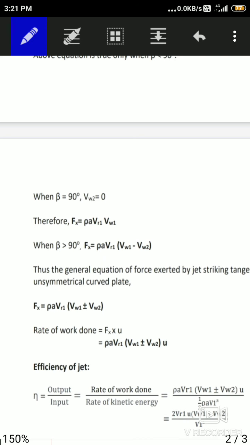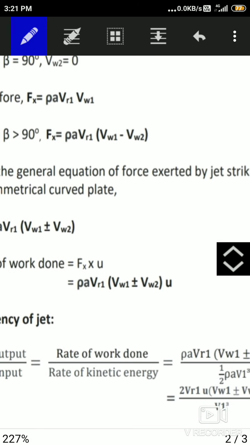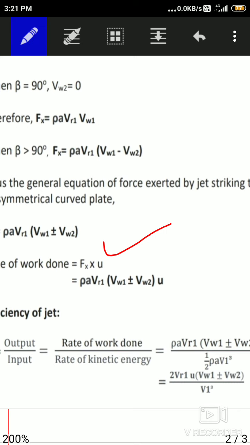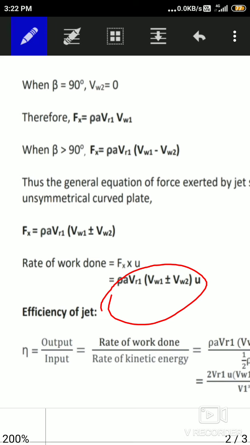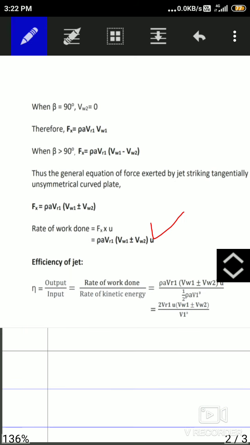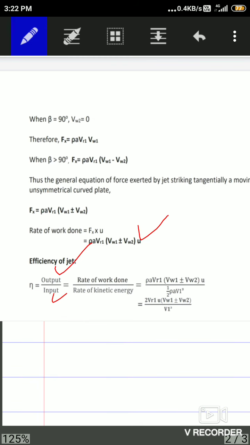Let's go for rate of work done, that is power, which is force into velocity. The force is known to us: rho A VR1 whole into VW1 plus or minus VW2, and U. This is the expression for rate of work done. Now we can calculate efficiency. Efficiency we know is output by input. Output is our rate of work done and input is our kinetic energy, the kinetic energy of the jet.